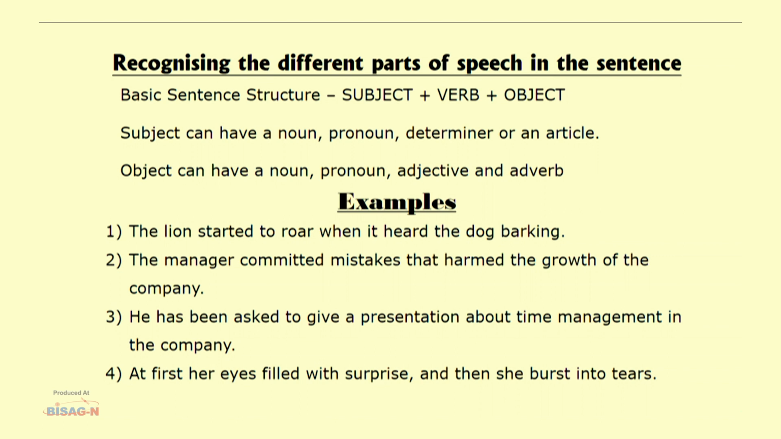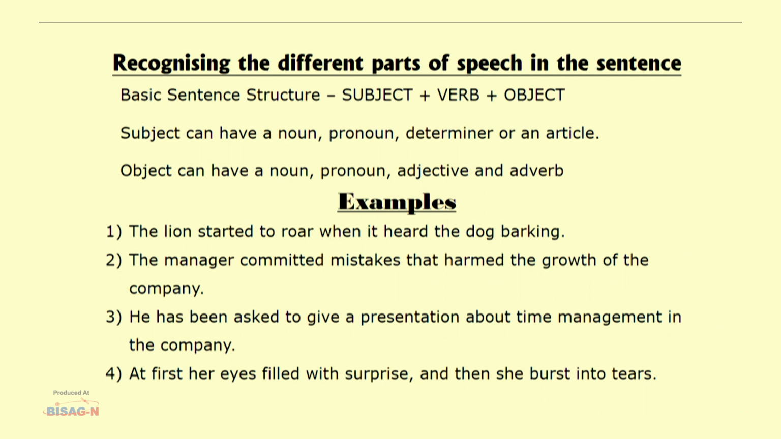Noun, as I said, is the name of any person, place, animal, or thing. Anything that has a name is categorized under noun. And if you don't want to use a noun, there is a pronoun in the subject. And if the sentence is not beginning with a noun or a pronoun, then definitely it is beginning with an article or a determiner.